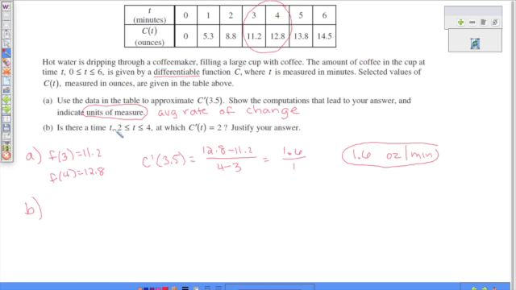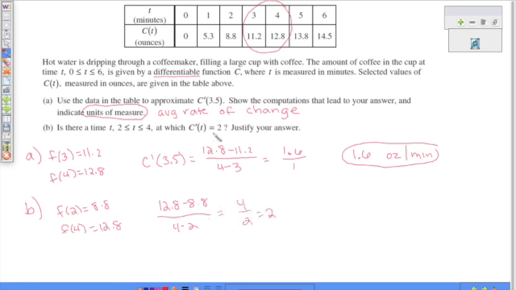Well, let's do it. Let's find the average rate of change between these 2 points. So I need to find f of 2 and f of 4. I'm going to get that from the table. That's 8.8 and 12.8. Oh, and it's even more beautiful with the subtraction. So the average rate of change is going to be 12.8 minus 8.8 over 4 minus 2, which is 2. So I'm getting 4 over 2 is equal to 2.